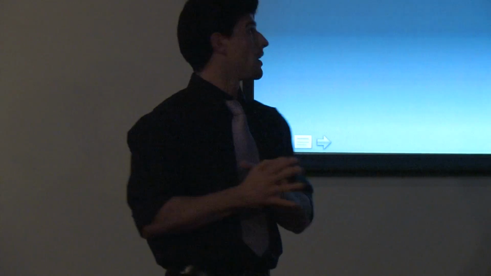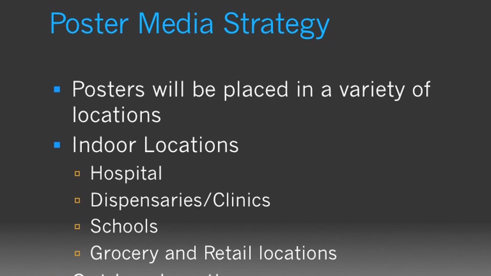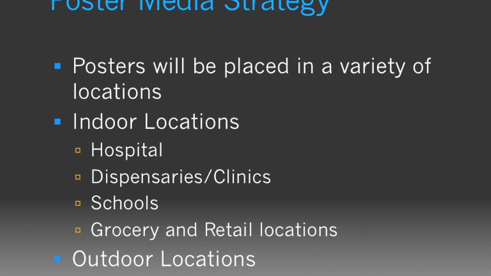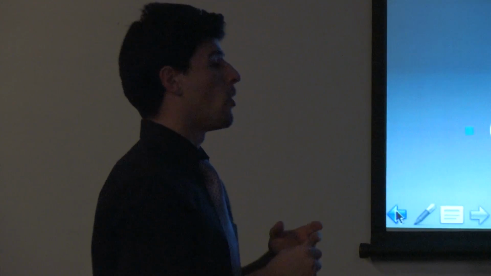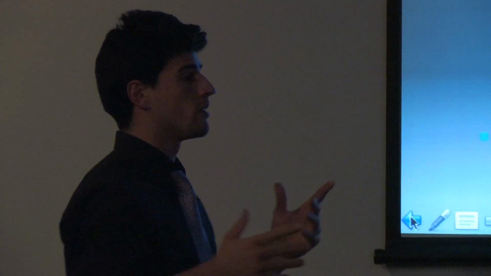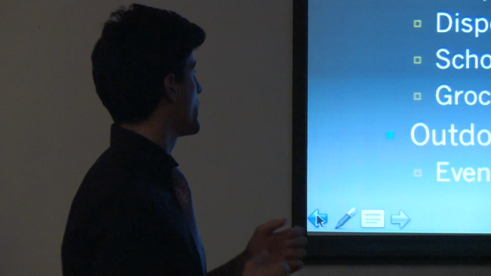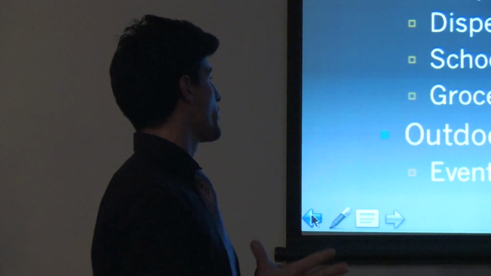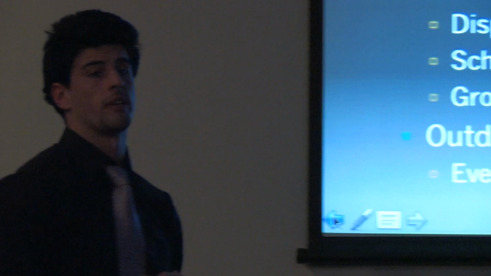Implementing posters in our campaign, both primary and secondary audiences can be reached through the posters. We will print 1,000 copies of each poster, and posters will be placed in a variety of different locations, such as indoor locations and outdoor locations. Also, by doing this, isolated populations such as Kayangel and Peleliu in Palau will be utilized. Indoor locations such as the hospitals, the hospital dispensary clinics, schools, grocery and retail locations, and outdoor locations will be for our special events.